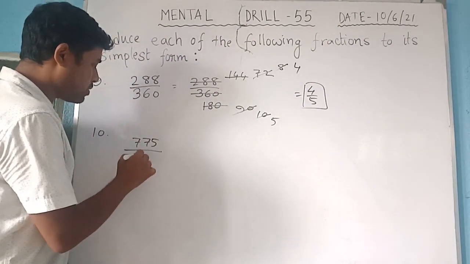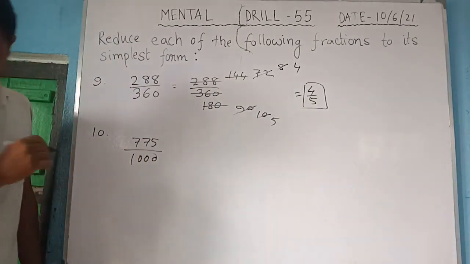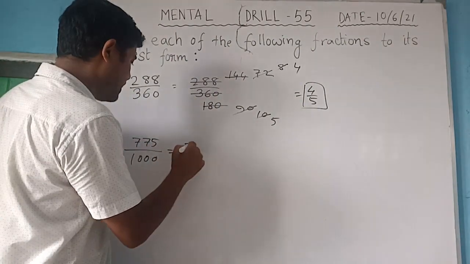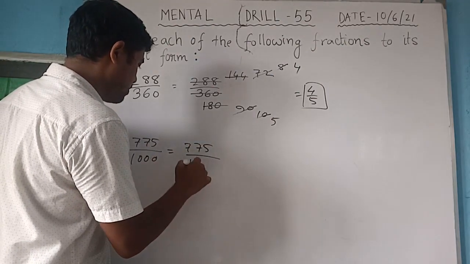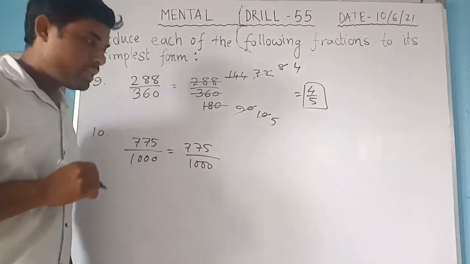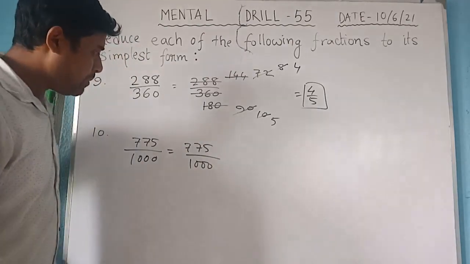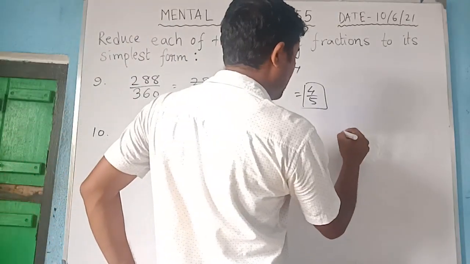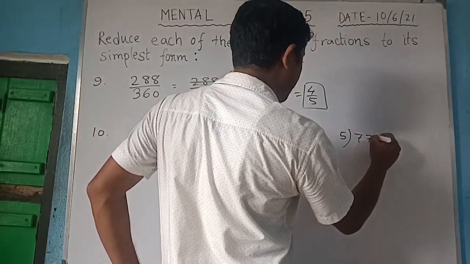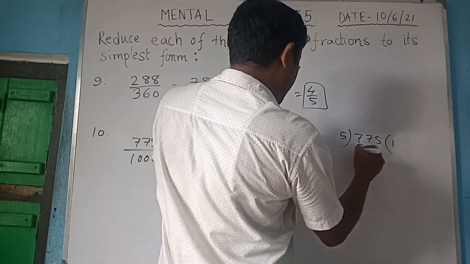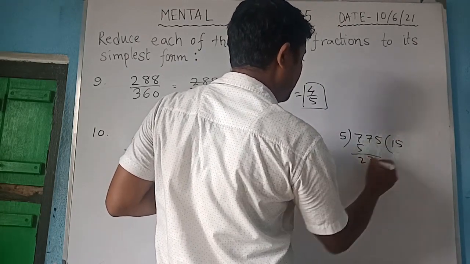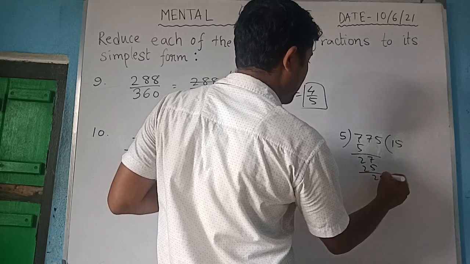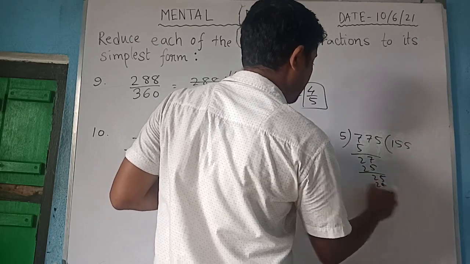775 by 1000. Okay, so just write it again. Now by which number can you cut? By 5 you can cut it. So by 5, what will it be? 775 divided by 5 is 155, and 1000 divided by 5 is 200. Again by 5, 155 becomes 31 and 200 becomes 40.